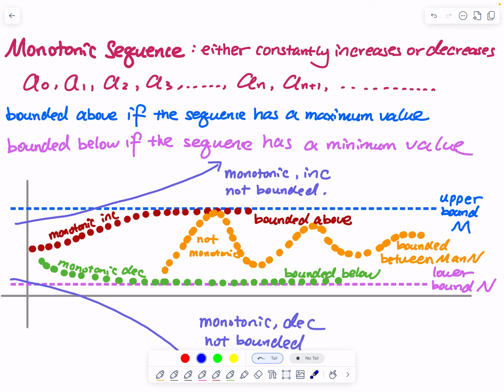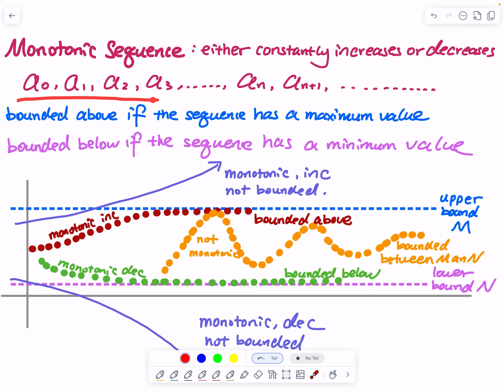Okay, let's do this line by line. I will start from the first line. That is a monotonic sequence. So once again, a monotonic sequence either constantly increases or decreases. For you, you can pause this video, take a screenshot of this screen, write all that down, and then resume the video at any time.